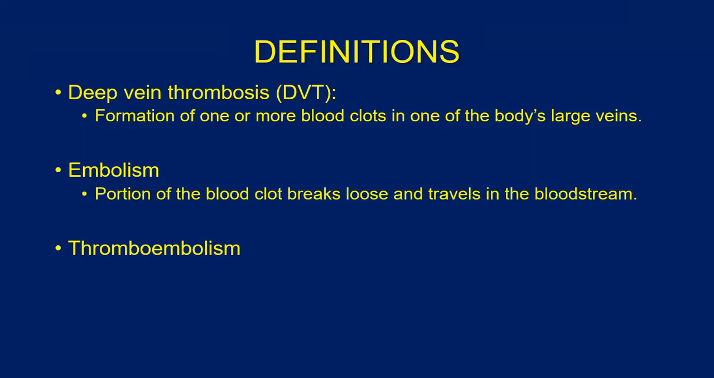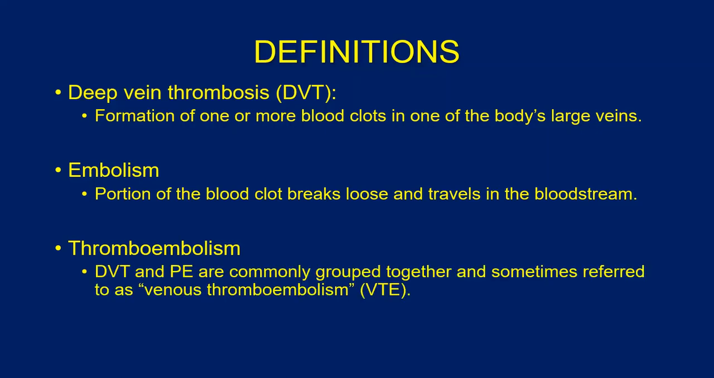Now, what about embolism? An embolism is when a portion of a blood clot breaks loose and travels into the bloodstream. Now, what is a thromboembolism? So DVT and PE are commonly grouped together and sometimes referred to as venous thromboembolism or VTE.